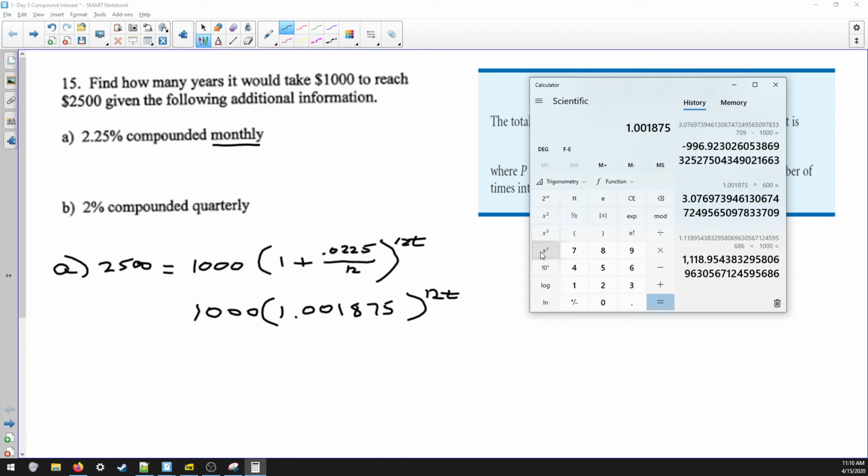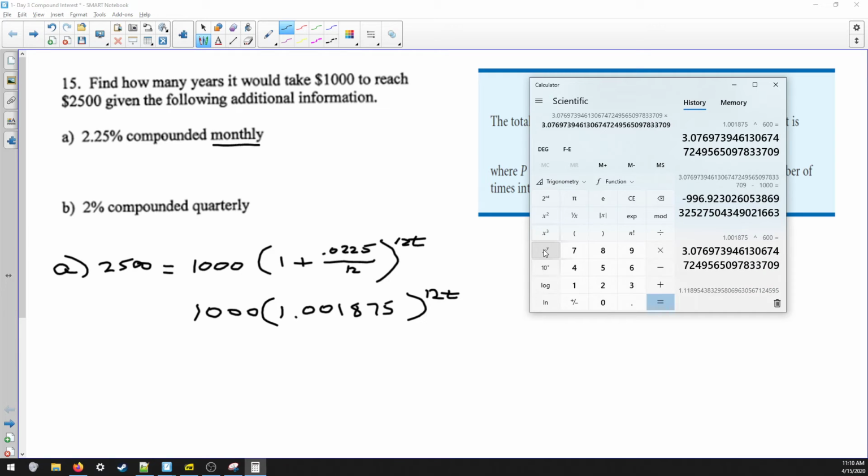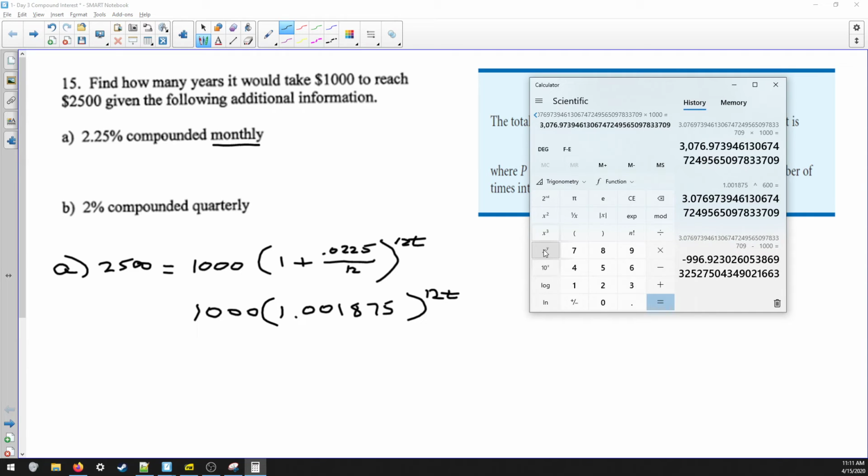1.001875 to the 600th, okay? And that's 3, and then if I do times 1,000, that's $3,000. That's too much. I only need 2,500, but I'm a lot closer, right? So 50 years was closer, so let's lower it a little bit, and let's say 40 years. If I do 12 times 40, I get 480, okay? So now I'm going to do 1.001875, and I'm going to raise that to the 480th power.